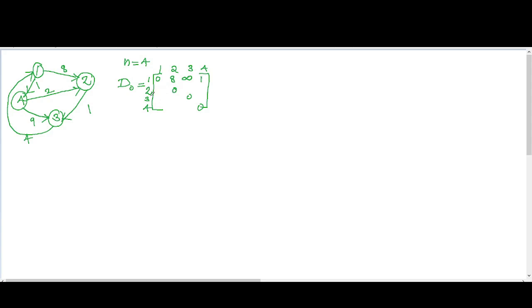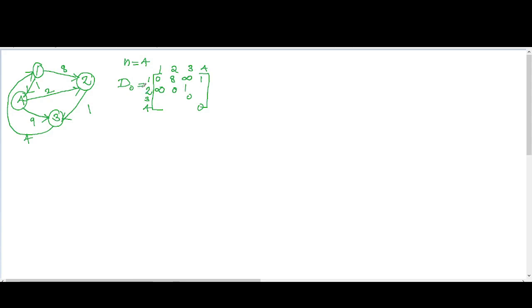Now we can move to our second vertex, from 2 to 1. Is there any edge? No, there is no directed edge from 2 to 1. So in this position, we can write infinity. Now, from 2 to 3, you can see a directed edge having weight 1. So we can write 1 here.